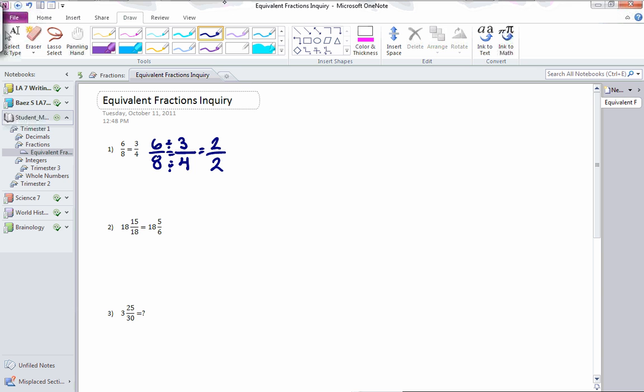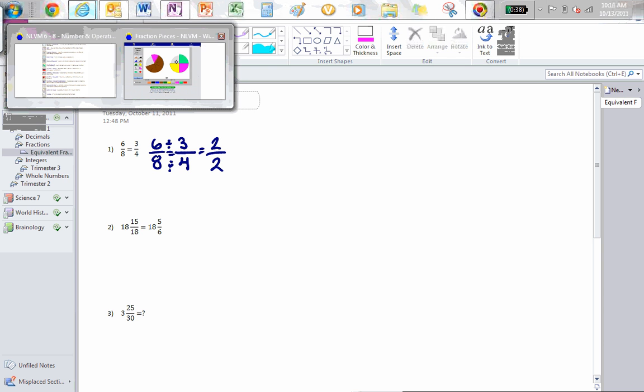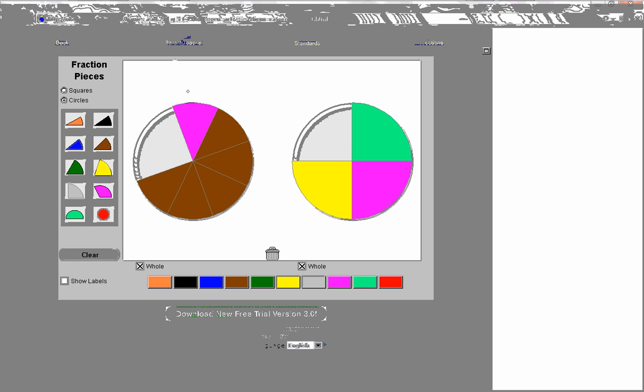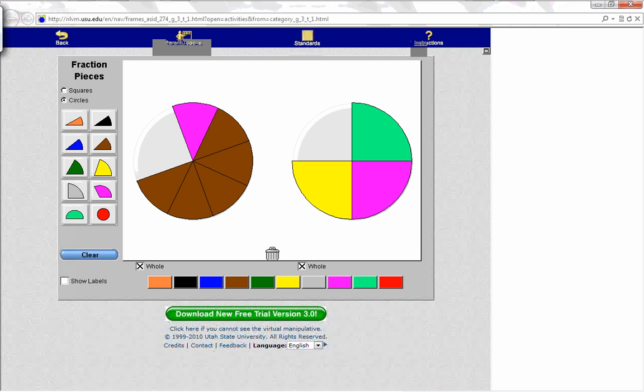So I'm going to show you a different way of doing this. And here we go. Alright, so this is a pie with 8 pieces in it. Or this is a pie that you would make 8 pieces in. Let's just pretend this pie is supposed to have 8 pieces in it. I took 2 away because you ate 2. And that would leave you with 6 eighths of a pie.